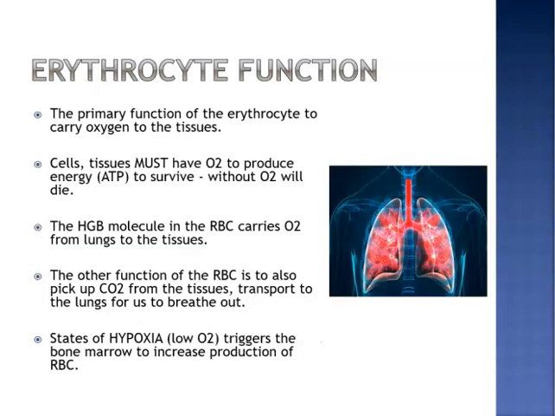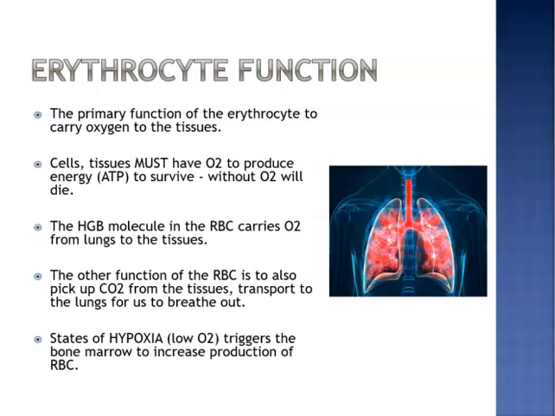Now let's talk about the red blood cell function or the erythrocyte function. What does the red blood cells do for the body? The primary function is for the erythrocyte to carry oxygen to the tissues. So it carries oxygen all around the body. So cells and tissue must have the oxygen to produce energy or ATP. Remember, we refer to energy as ATP to survive. Without the oxygen, those cells and tissues would die.